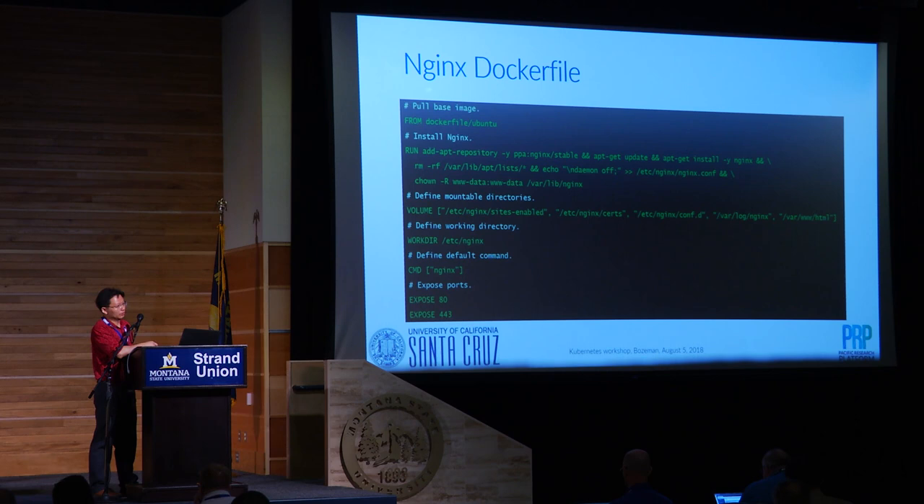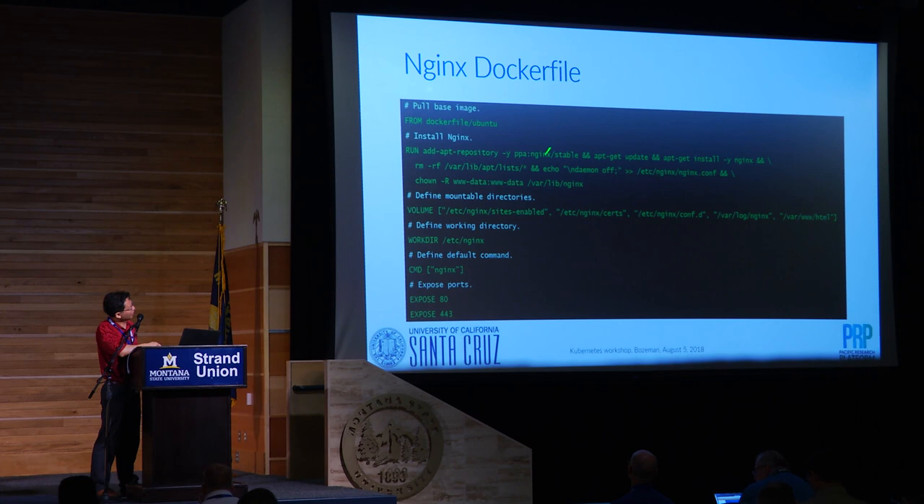This is the Dockerfile for the Nginx image. As you can see, that is really, really simple. It's based on the Ubuntu image. Then you can run some simple bash commands here to install the Nginx package, then make a few changes to the system. Then you can define the mountable directory volume, so on and so forth. It's so easy. And expose the TCP ports 80 for HTTP and 443 for HTTPS. It's so simple.